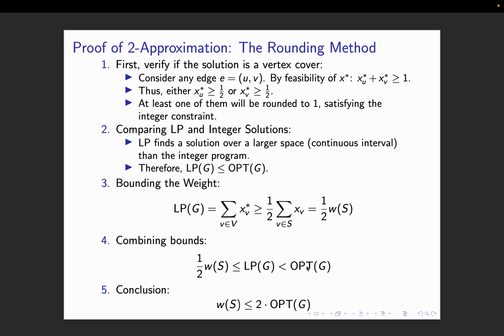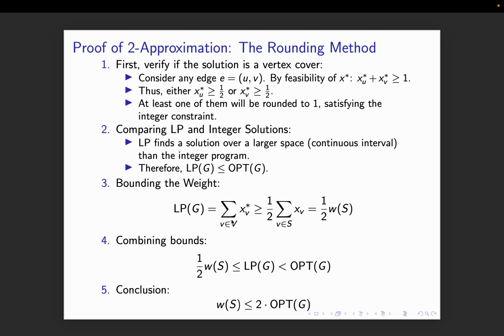Let's reason about this once again, okay? My LP solves, this is xv star, the one which is returned by the LP, over all the vertices. That's what it solves. Let's say I do not look at all the vertices which are less than half. I only look at the vertices which are greater than half, and their xv value after rounding becomes 1, right?